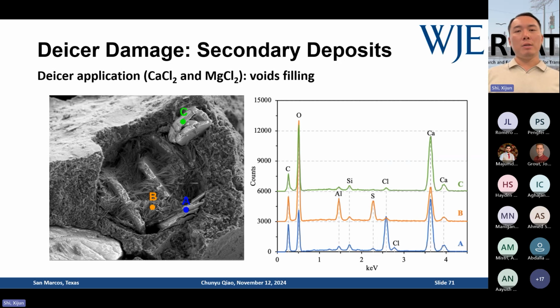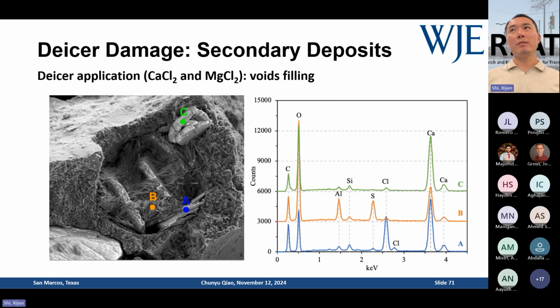And also, you see the orange point B: you have a calcium peak, a sulfur peak, and an aluminum peak. So what is that? Based on the needle shape, we know ettringite is a needle-shaped mineral, right? So that's an ettringite crystal. And what is C? C only has a calcium peak and an oxygen peak. That's a calcium hydroxide crystal.